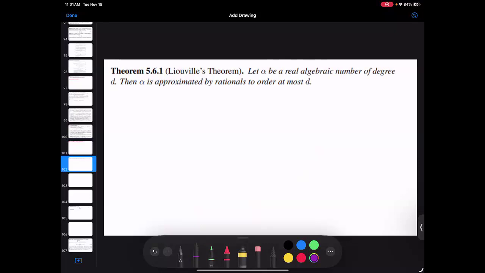And so I'll just mention this result. If alpha is a real algebraic number of degree d, then it's approximable by rationals to order at most d. What this means is, if I want to look at alpha minus p over q, and I want this to be less than or equal to some constant depending on alpha, over q to the d, is it possible to do that infinitely many times?